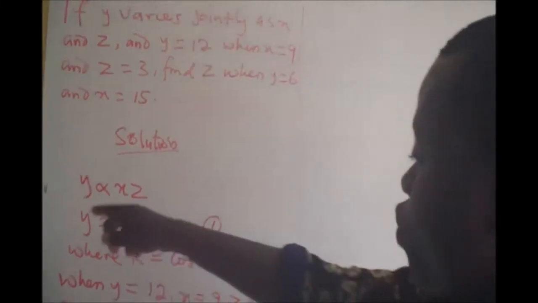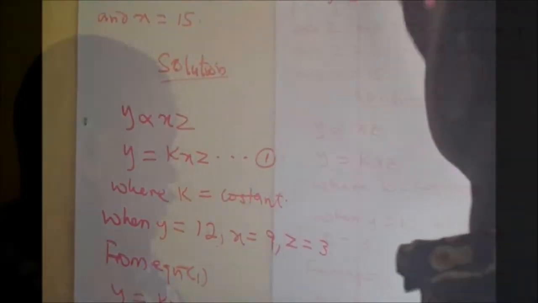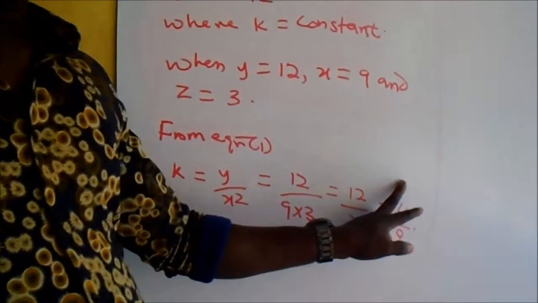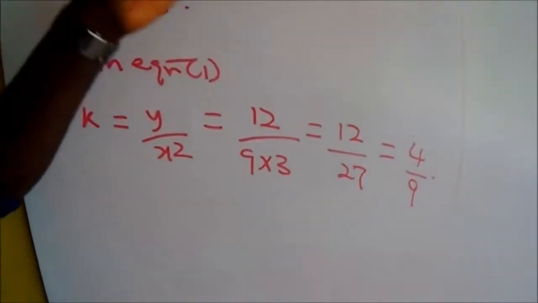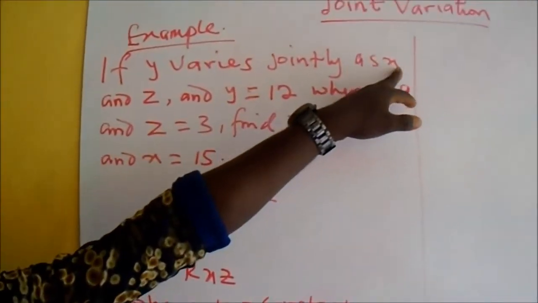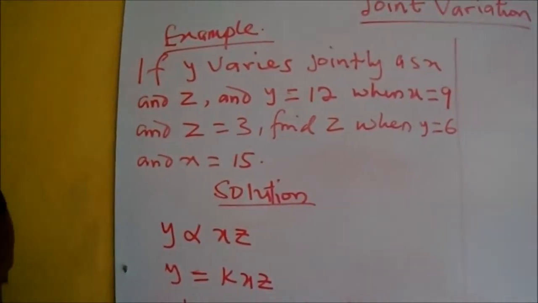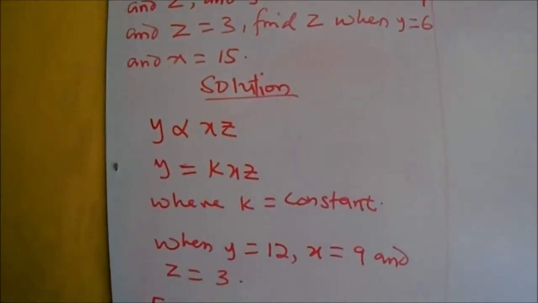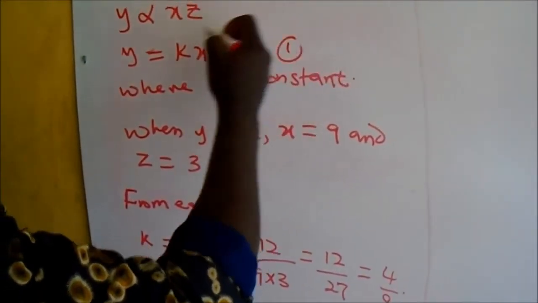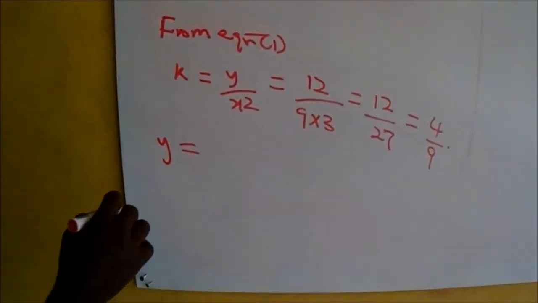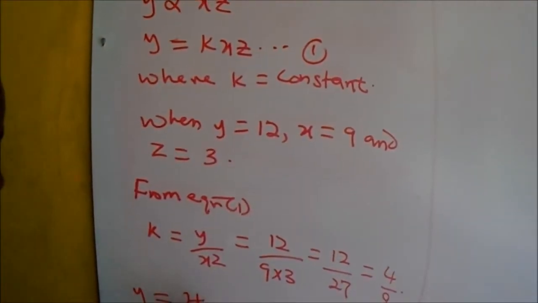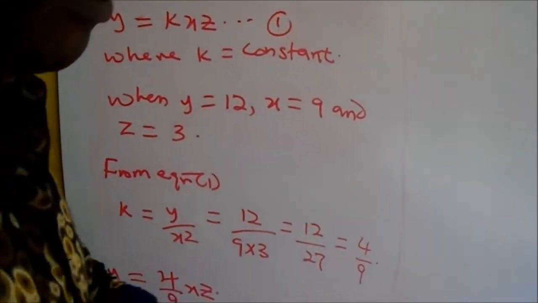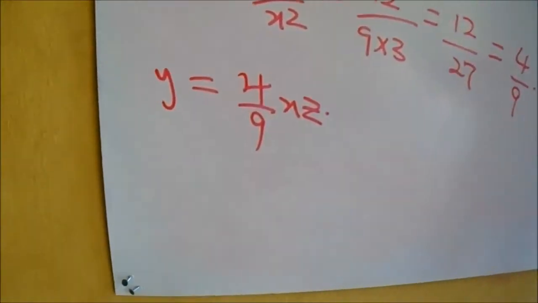So we can now establish the relationship between the variables x, z, and y. From equation 1, y is equal to 4 over 9 multiplied by xz. So that is a clear relationship between variables y, x, and z.